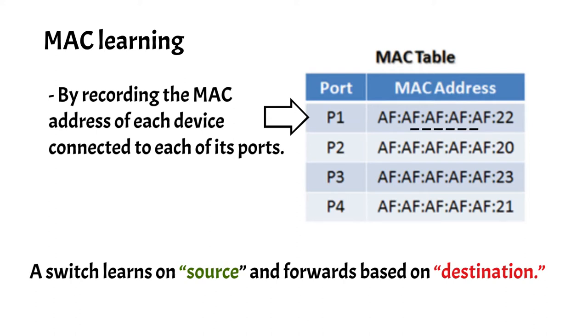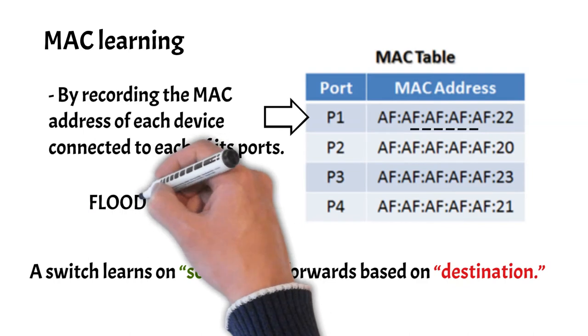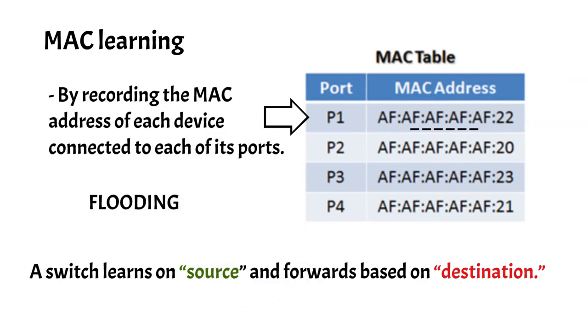To forward the frame, the switch examines the destination MAC and compares it to the addresses found in the MAC table. If the address is in the table, the frame is forwarded out the port associated with the MAC address in the table. When the destination MAC address is not found in the MAC table, the switch forwards the frame out of all the ports, also called flooding, except for the ingress port of the frame.